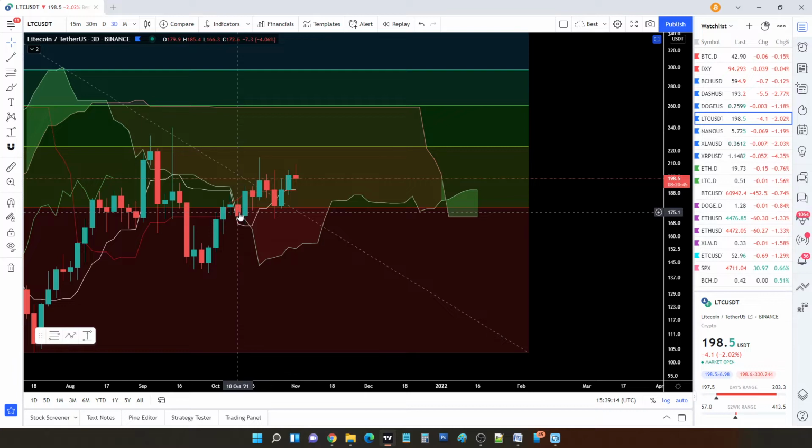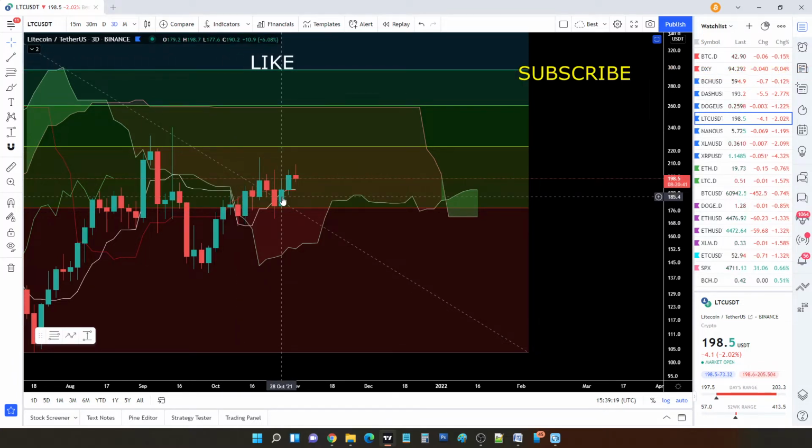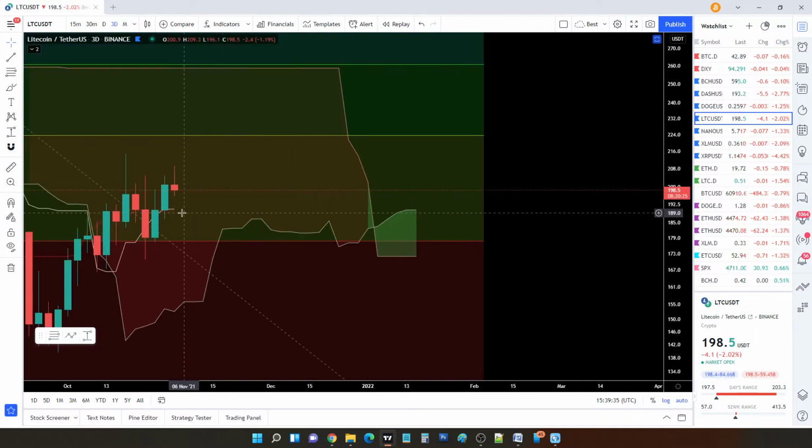And then there are this little white line and red line. These are the moving averages of the Ichimoku indicator, and these basically act as resistance as well as support levels. So if a particular bar is above these two moving averages, they will start acting as support, and if you're below them, they will start acting as resistance. So we are above them, and they will now act as support, which is somewhere around $190. Back in the later part of October, we touched this very level and we bounced.